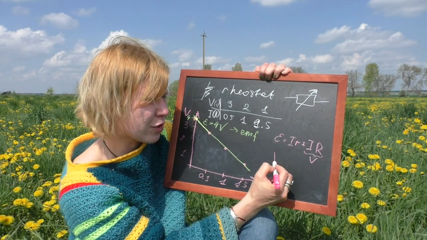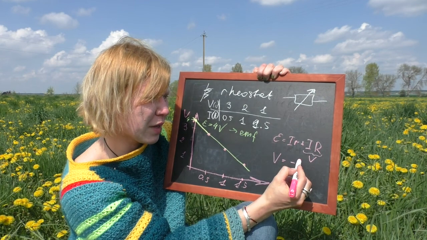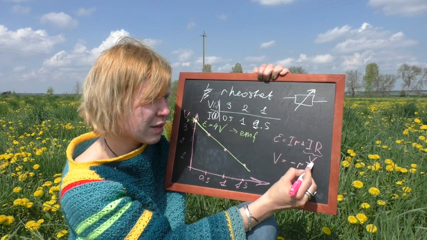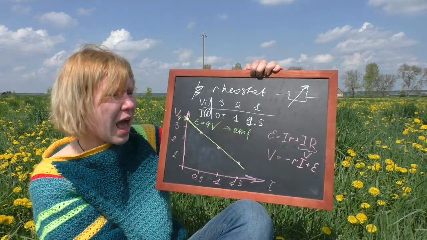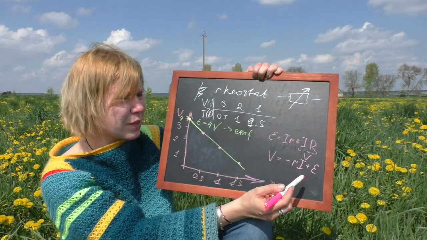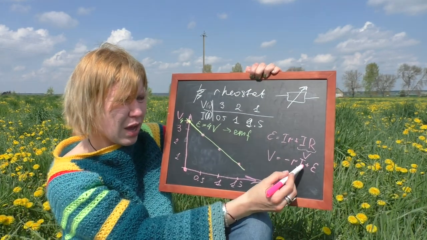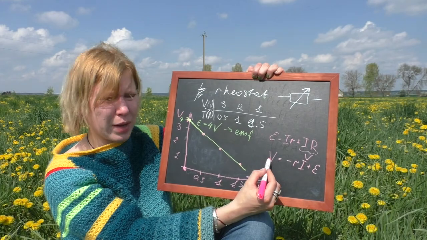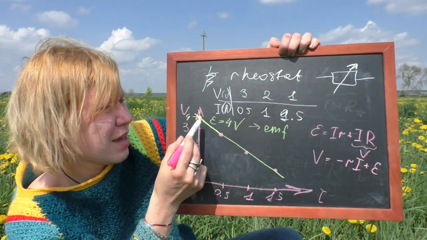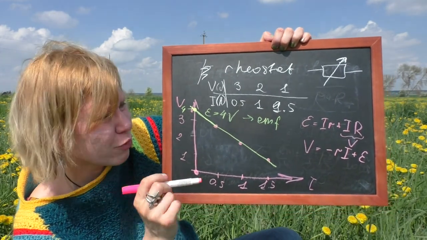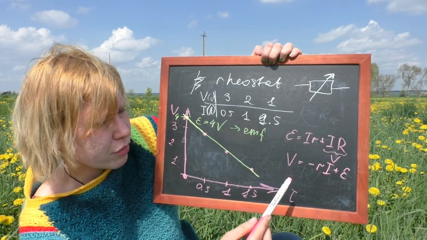How can we rearrange it? So V stays here and I goes there, so it will be V equals minus r I plus epsilon. Exactly because of that, we can see that when the current is zero, we have the situation when V is equal to epsilon. So it means exactly this point that we have already drawn.